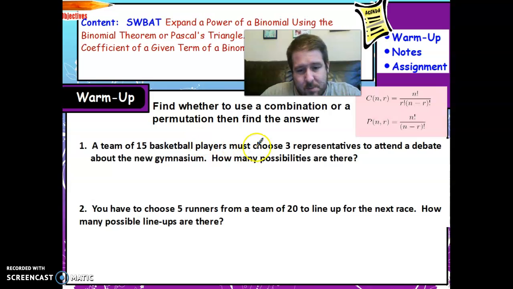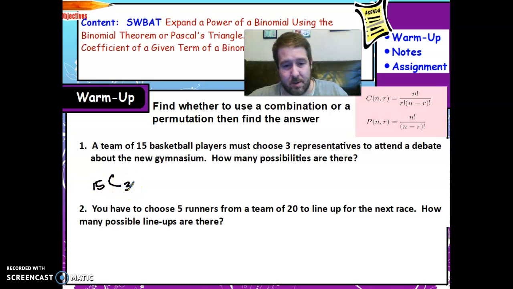So a team of 15 basketball players have chosen 3 representatives to attend a debate. We're kind of assuming here that the people are going to speak at the debate not in any order. We're just going to choose 3 random people, and then they'll decide later who speaks first. So the order does not matter in this case. So this is a combination. So this is 15 choices, you're choosing 3.